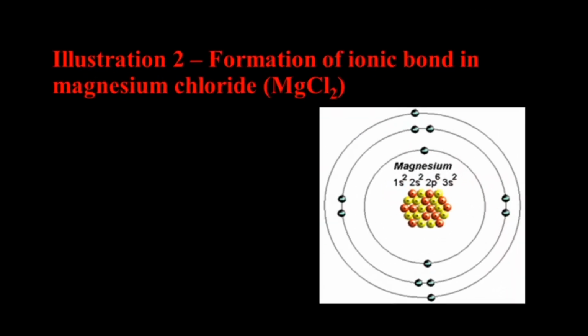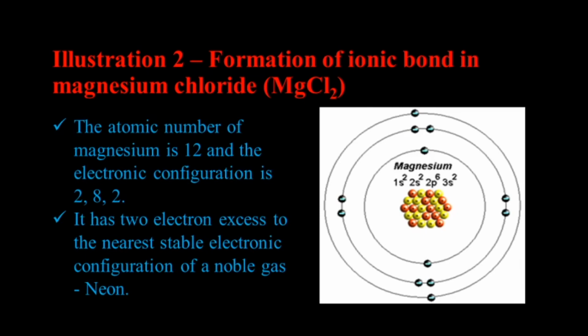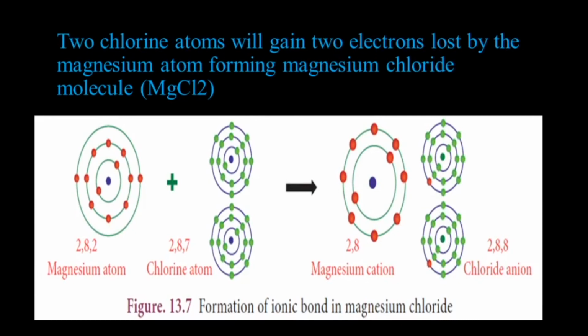Okay, so next we are going to discuss the second illustration, the formation of magnesium chloride, which is also similar to sodium chloride. Magnesium's atomic number is 12, so the electronic configuration is 2, 8, 2. The innermost shells have 10 electrons and the outermost shell has only 2 electrons. So it can easily lose those excess 2 electrons, form a stable electronic configuration like neon, and form the Mg2+ ion, a 2+ cation.